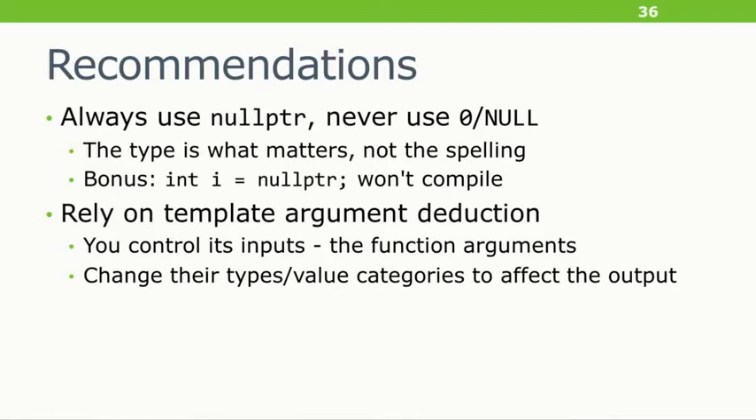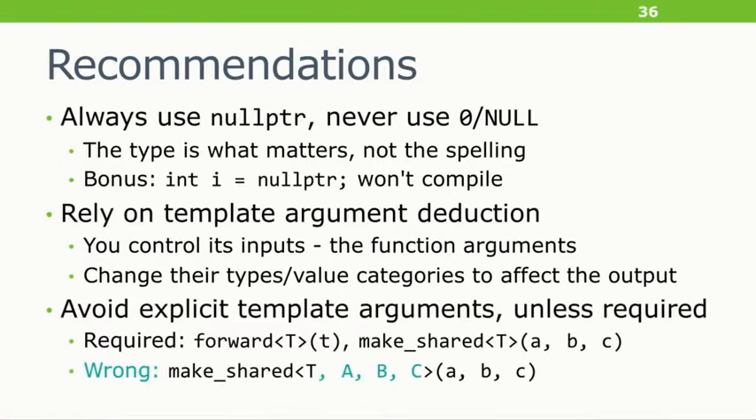You can also change the value categories by saying move. And in general, I've seen this over and over. Just try to avoid explicit template arguments because there's so many ways they can explode, and there's usually better alternatives. And the exception, of course, is when they're required. So for example, forward<T>, its whole purpose in life is to put the type back in. You can't call it without an explicit template argument.